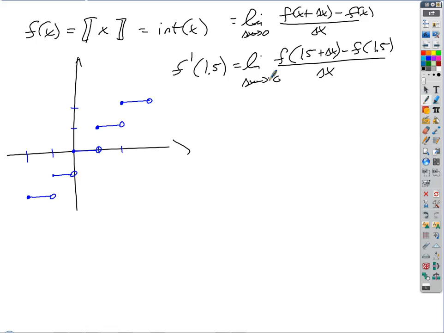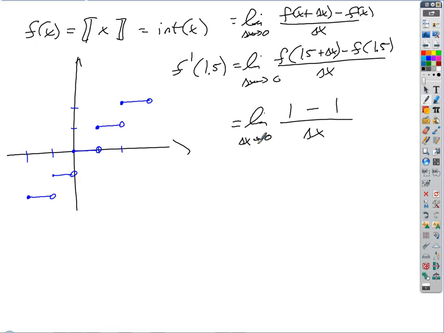Yeah. Alrighty. You betcha. Okay, so then what do we get? What is our function? This is the greatest integer function, right? What's the greatest integer function of 1.50000001? 1, right? Okay. So I'm gonna get 1 minus the greatest integer function of 1.499999999, which is 1, over delta x, right, as delta x goes to 0.